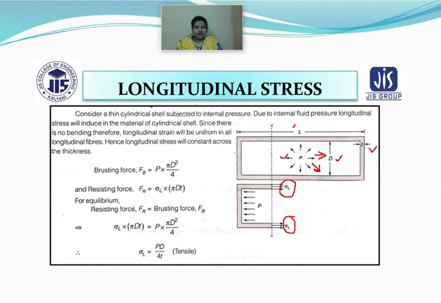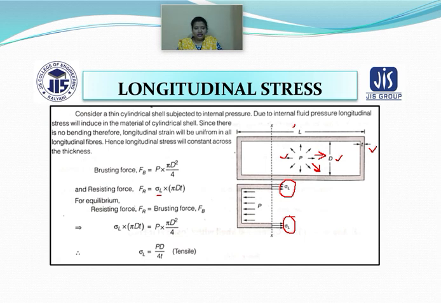Now the resisting force, represented by Fr, is also the same thing. What is the stress involved? That is the longitudinal stress, which is why you have written sigma L here. And what is the projected area? You can see this is the thickness and the diameter has been given to you, so the area is equal to pi into D into T. So your resisting force is equal to sigma L into pi D T.